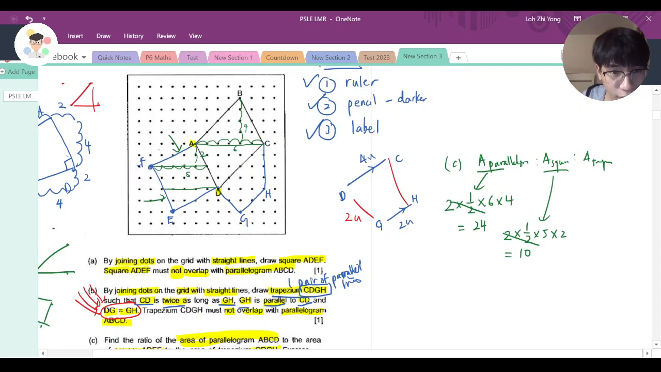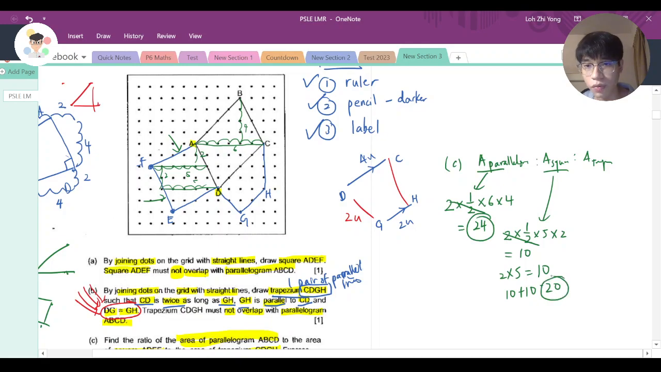But of course, we don't forget this parallelogram. To find the parallelogram is very simple. Base times height, same thing. So 1, 2, and 1, 2, 3, 4, 5, as we know. So 2 times 5, it's 10. So the total area for this square is 10 plus 10, which is 20. I have 24, I have 20.